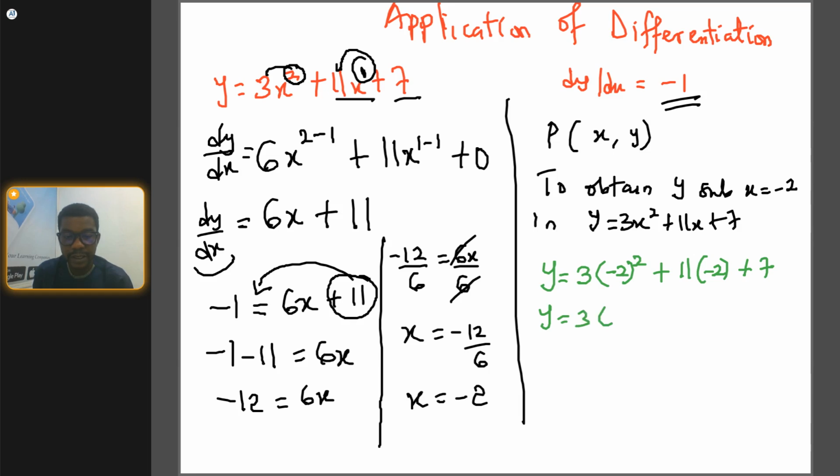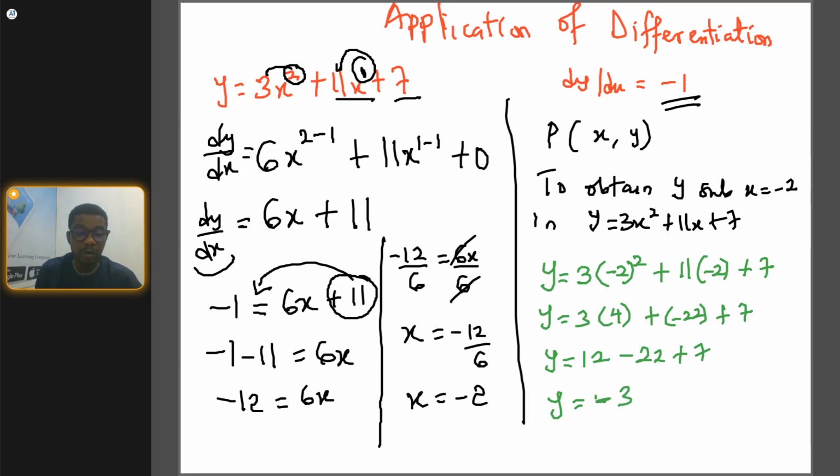This is 3 into brackets -2 all raised to power 2, which is going to give you 4, plus -2 times 11, that is -22, then plus 7. y will now be equal to 3 times 4, that is 12, minus 22 plus 7. Simplifying this, we are going to have y equals -3.